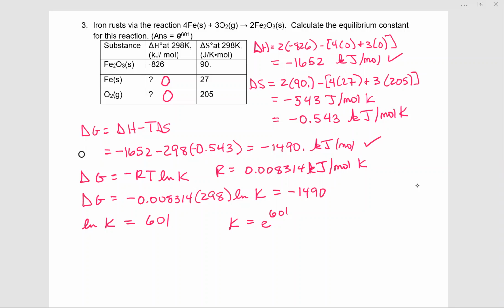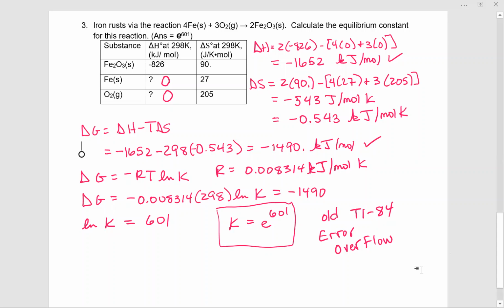Now, if you have a newer calculator, you will get a value. However, I have an old TI-84, and it gave me an error. Overflow, okay? If this happens to you, don't panic. You're on the test. You just write K equals e to the 601 and go ahead and make a little note, error overflow on calculator. They're going to accept this as an answer just fine. They realize some people have older calculators. Okay, we are done with delta G equals negative RT ln K.